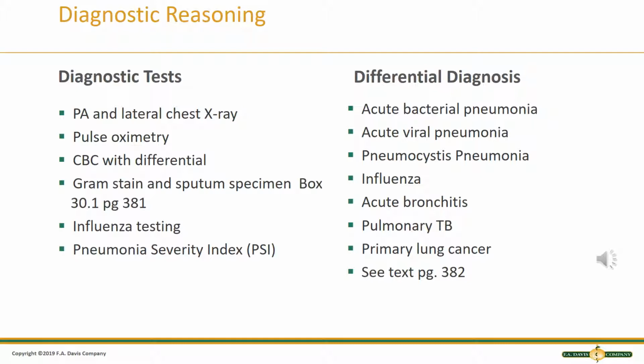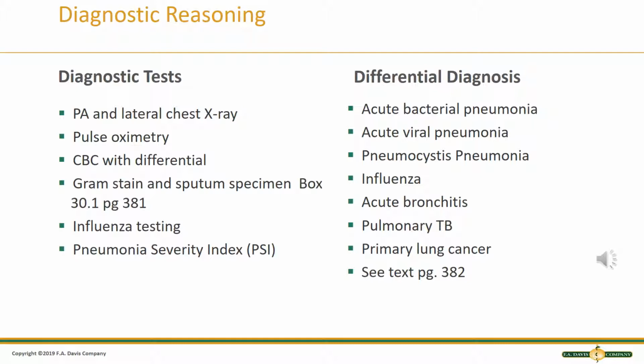The CBC with differential, your white count, if it's greater than 15,000, can suggest a bacterial infection. Gram stain and sputum specimens can be done. I want you to look at box 30.1 on page 381. This is an optional test for outpatients, so I want you to understand the pros and cons of this test. I've personally not seen this used in the outpatient setting.